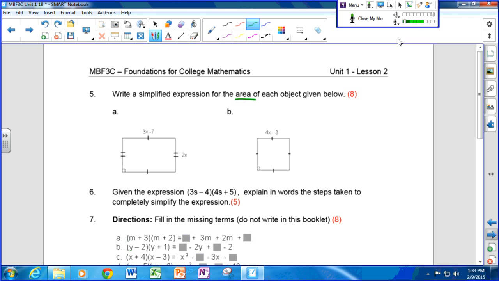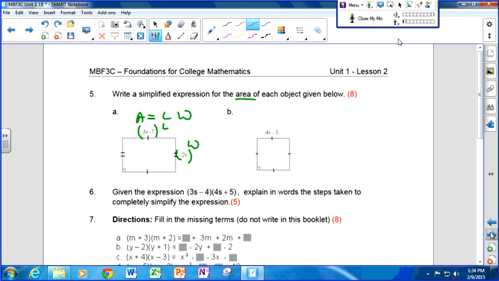So if this is the length and this is the width, then the area of this is just A equals LW, right? Well, you're just given variables for the length and the width here, okay? Which is a pretty common thing in manufacturing and stuff like that. And so really you're going to write the area formula, substituting the algebraic expressions, 3x minus 7 for the length, 2x for the width, and then just multiply them together. Simplify the expression. It doesn't really say it, but simplify the expression.